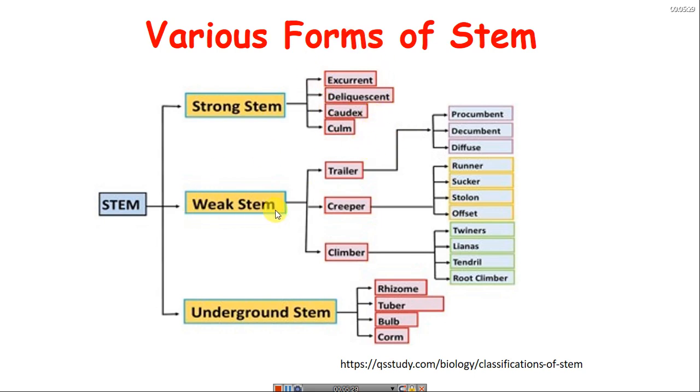And weak stems, which are not woody and cannot stand tall on their own, can be classified into trailers, creepers, and climbers. These also have certain types which we'll learn about. Among underground stems, we have rhizomes, tuber, bulbs, and corm, about which also we will be learning in this video.